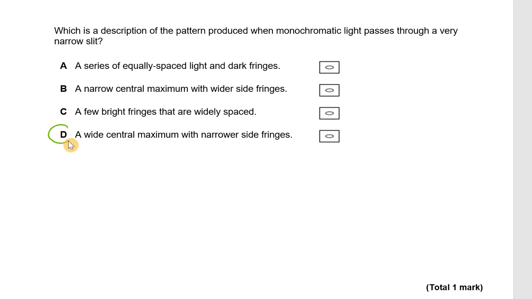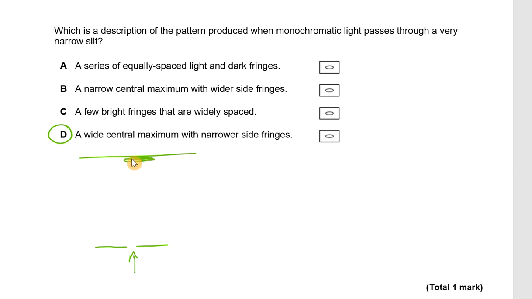If you got the answer D, well done. So, which is a description of the pattern produced when monochromatic light passes through a very narrow slit? So we're getting light passing through a single slit. Let's show the light. There's the light. It's passing through a single slit, and on the screen over here, when it's going through a single slit, we get an interesting pattern.